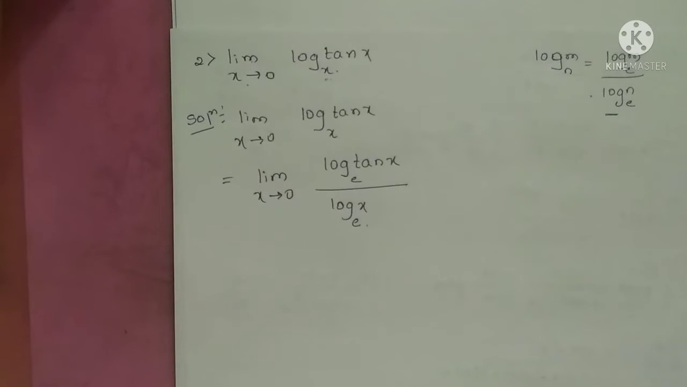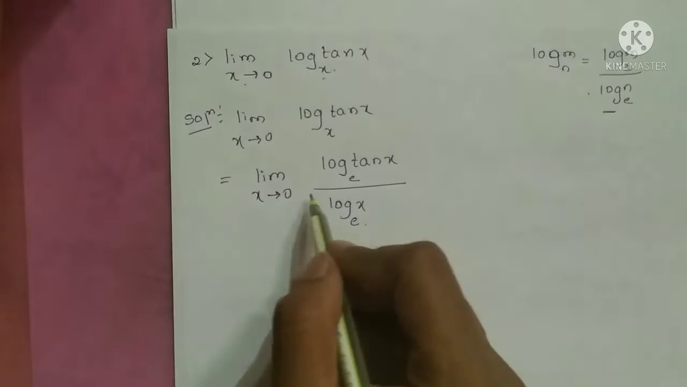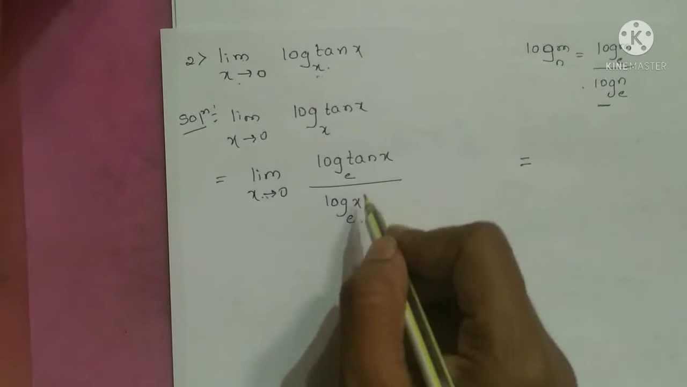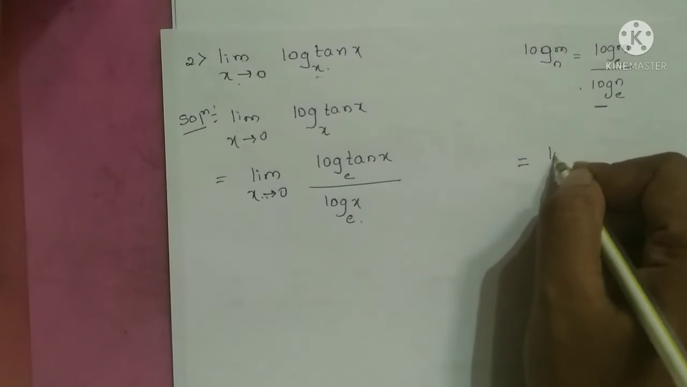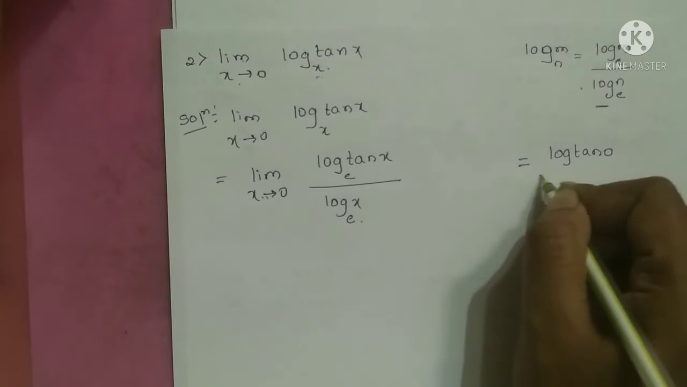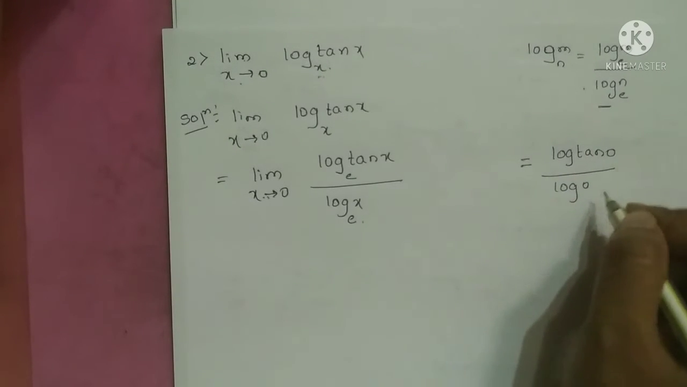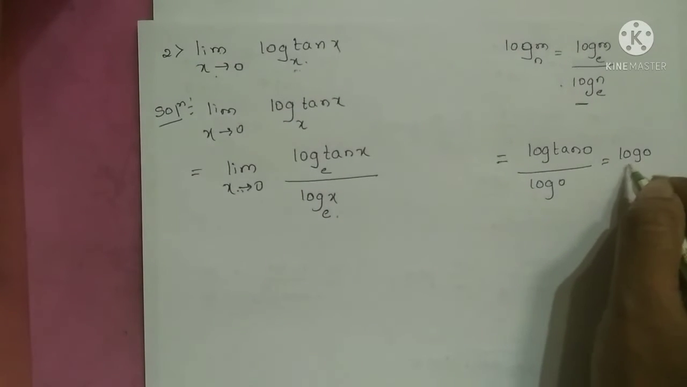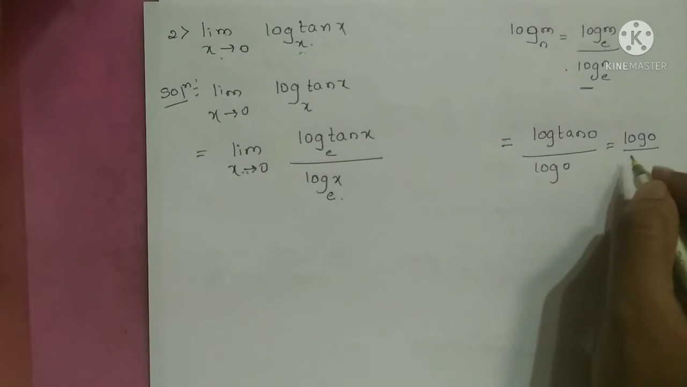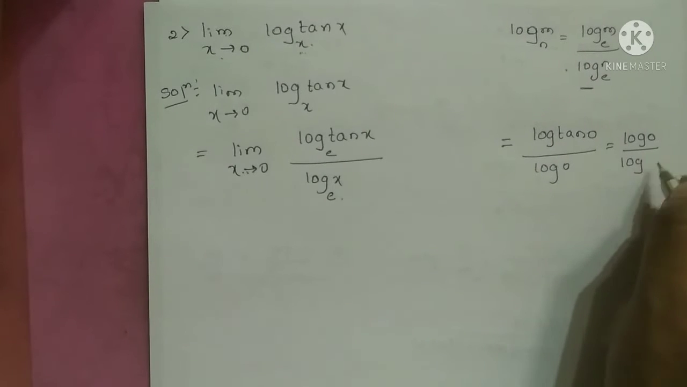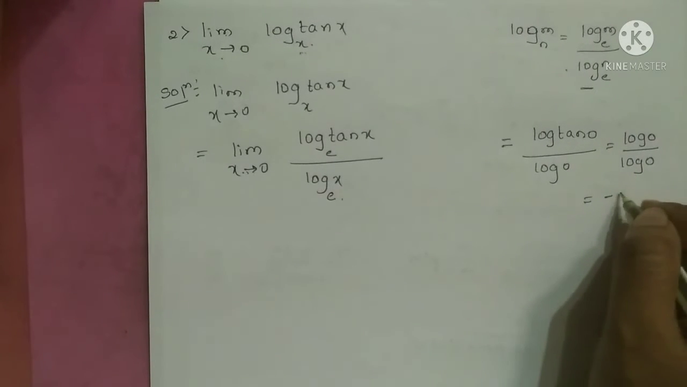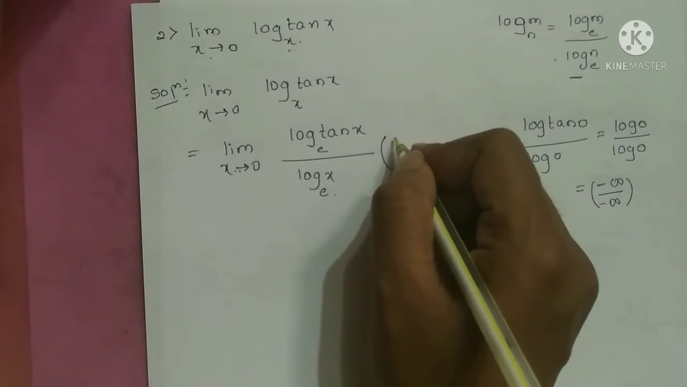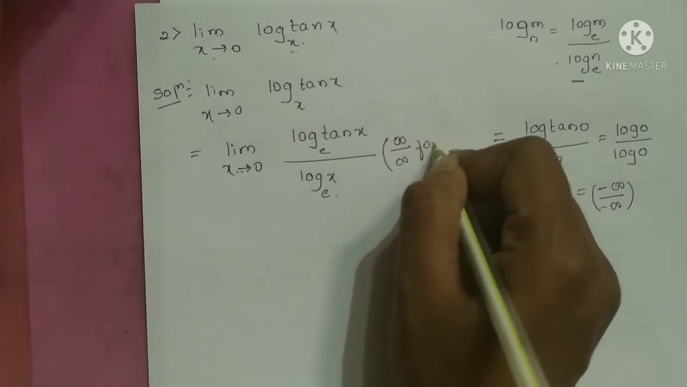Again, confirm which form you have. First apply the limit to the given f of x and g of x. When you apply it, log tan 0 divided by log 0. Tan 0 is 0, so log 0 divided by log 0. So it is in the form of minus infinity by minus infinity, that is, infinity by infinity form.